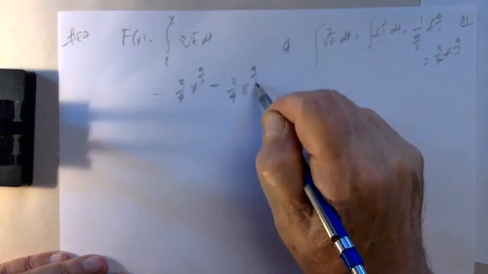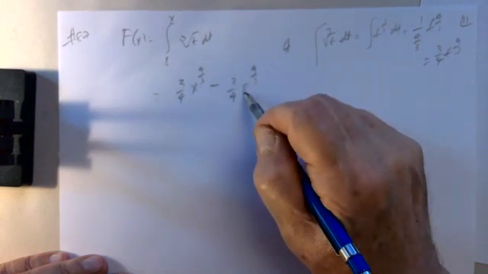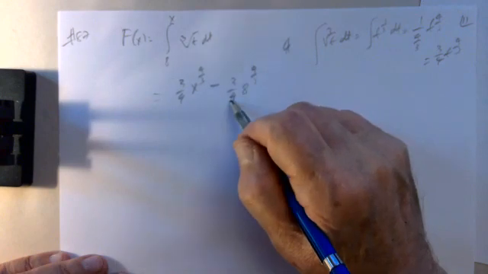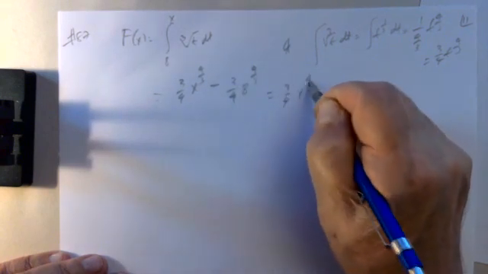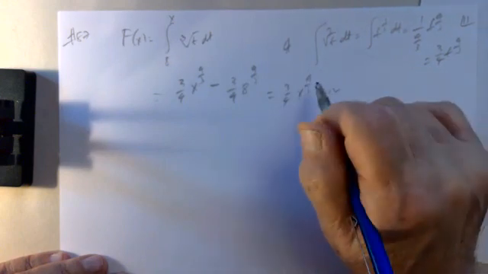8 to the 1/3 is 2. We saw this a moment ago. 2 to the 4th is 16. 16 over 4 is 4. This is 3/4 x to the 4/3 minus 12.